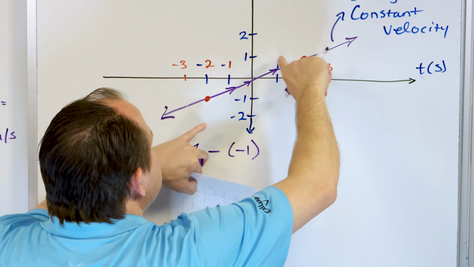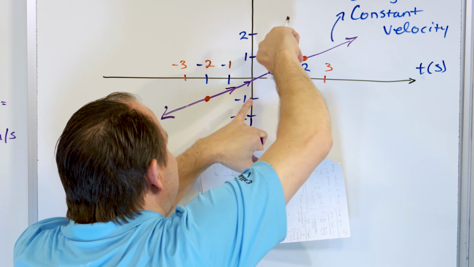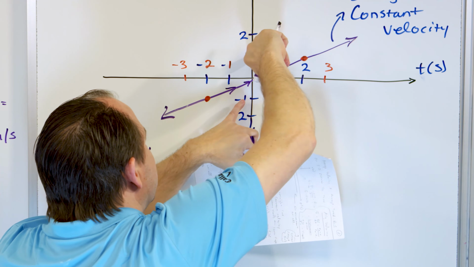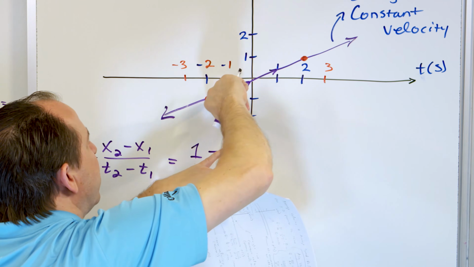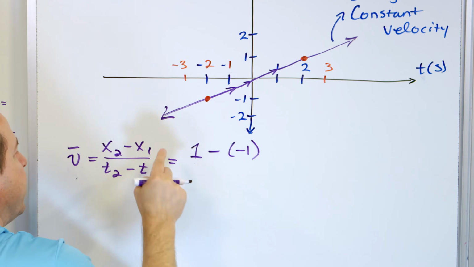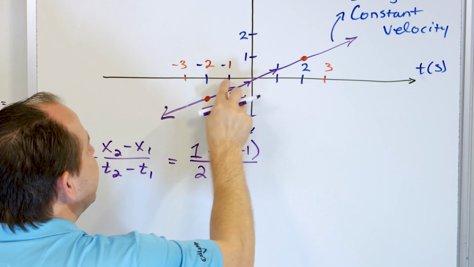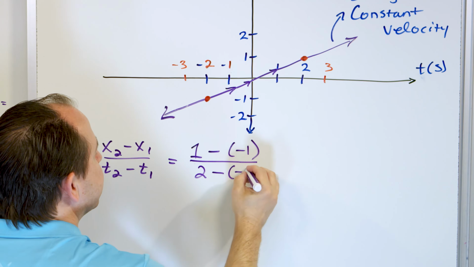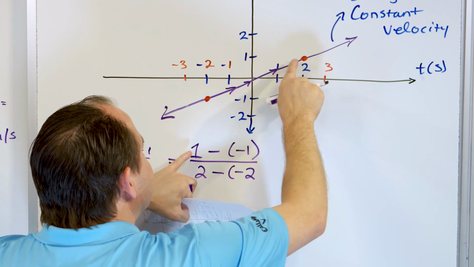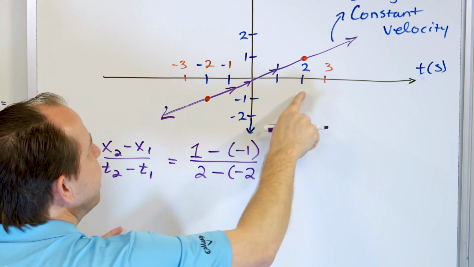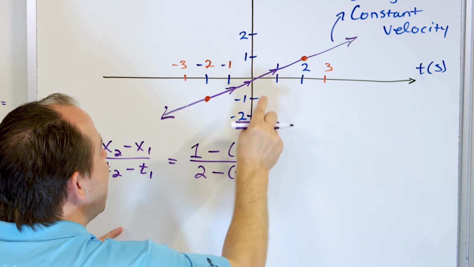So you have one, because you got to kind of project it onto this axis. Your final position was 1 meter to the right, and your initial position was 1 meter to the left. So we subtract final minus initial. The final time was at 2 seconds, and the initial time was at negative 2 seconds. So we have final position minus initial position, and final time minus the initial time.